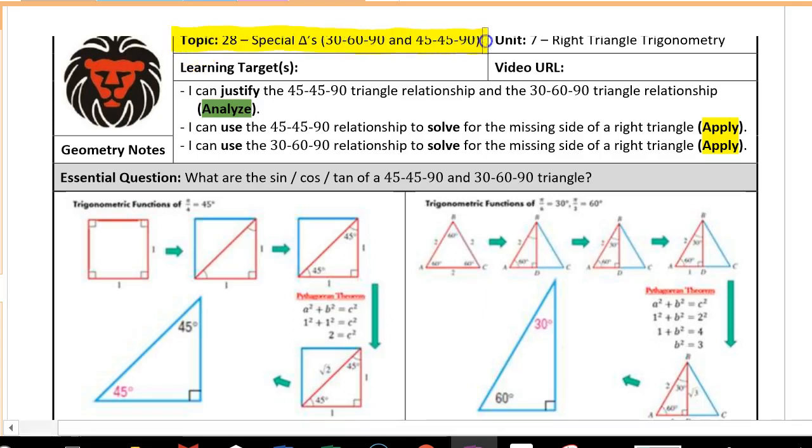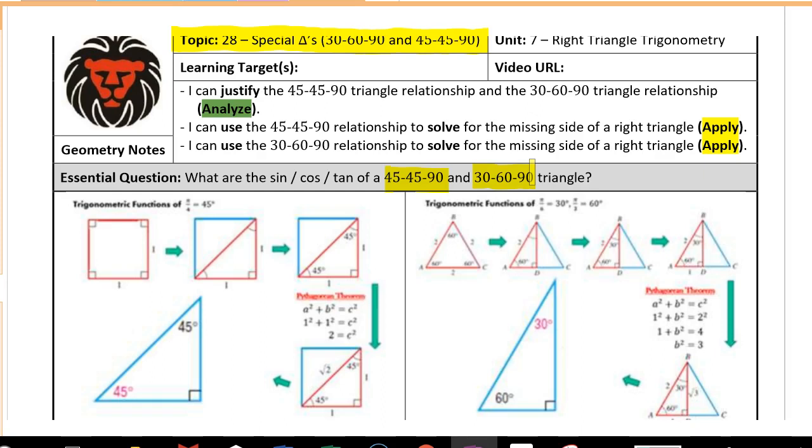Special right triangles, specifically 30, 60, 90, and 45, 45, 90. So in higher level math classes, the 45, 45, 90 and 30, 60, 90 right triangles show up 1,000 billion times. Okay, that's an exaggeration, but it shows up a lot. So what we're going to find today is the baseline model of both triangles.